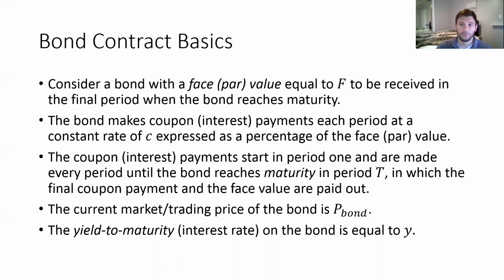So the important parameters we need to describe the terms of a bond contract are these ones showing up in red: the face value, the coupon rate, the maturity horizon T, and we're going to see later that we could actually give you one of the two pieces of information, either the price of the bond or the yield. I don't need both of them, actually, just one of those two to be able to describe fully the terms of the bond contract.